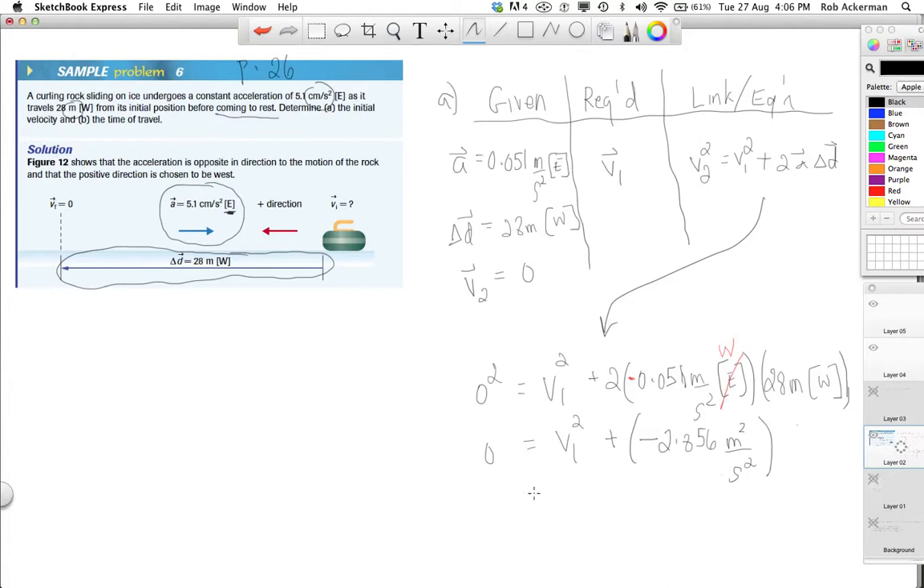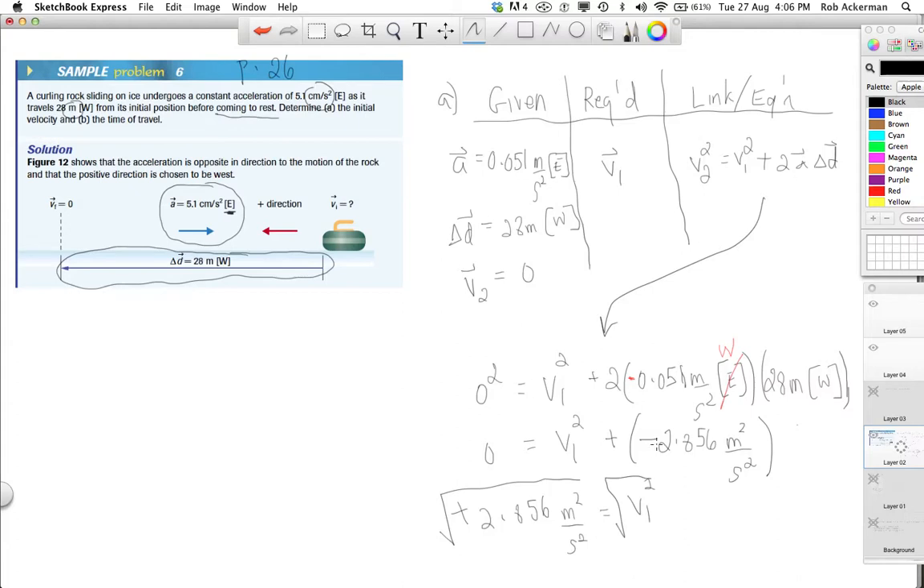So there we go. Now, just to finish this off, notice how I have a negative here, and I've got to get this onto the other side of the equation. On this side, it's going to be positive 2.856 meters squared per second squared, equaling V1 squared. If I had not had that negative in there, I would not have a positive on this side. And then when I take the square root in order to get V1, I would have been taking the square root of a negative number, which is not legal.